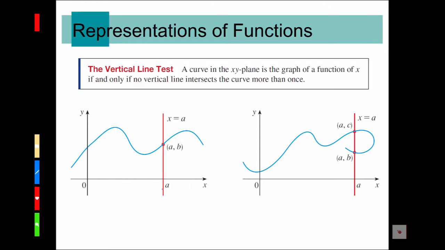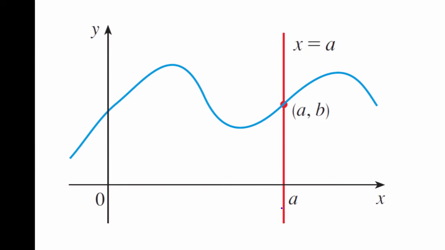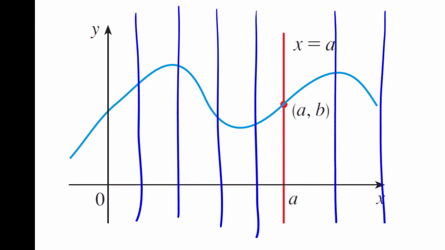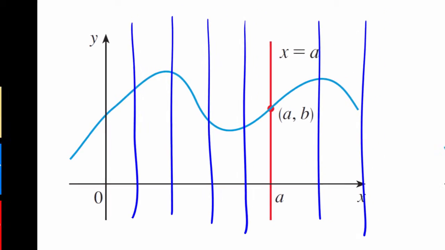So if you look at this graph on the left-hand side, we can see that for this particular input value a, there's exactly one output value where this vertical line crosses the graph. And you can see also that no matter where we draw vertical lines, in other words, no matter what input value x we might choose, there is still exactly one output value. And so this curve on the left is in fact a graph of a function.